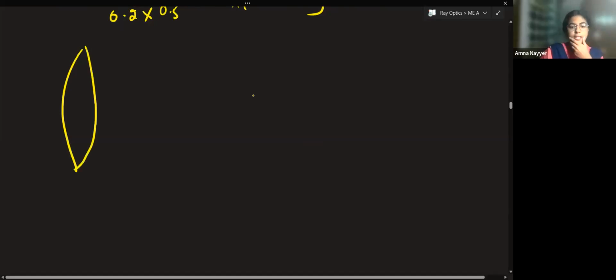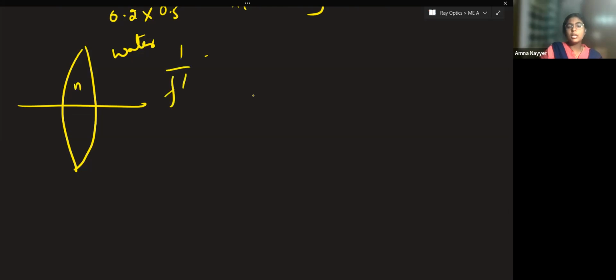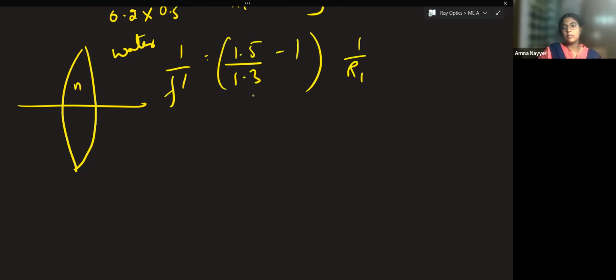Same lens is taken, but the focal length will obviously change because the medium changes. This time the surrounding is water, and the glass has refractive index 1.3. So now the new focal length will be what? 1 by f prime equals (1.5 by 1.3 minus 1) into (1 by R1 plus 1 by R2). The radius of curvature will not change over here.